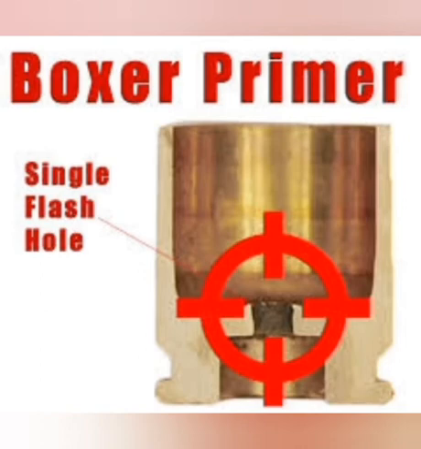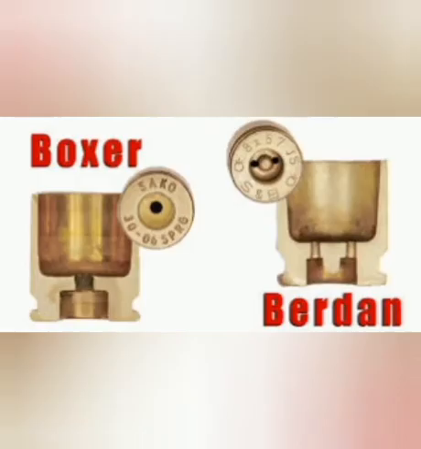And there's a term called flash hole. There is only one flash hole in Boxer primer and two in Berdan. Battery cup system consists of a plain cup with no anvil. In case of Berdan, the anvil is a part of the battery cup, but in case of Boxer, the anvil is not a part. Battery cup primers are exclusively used in shotgun ammunition.